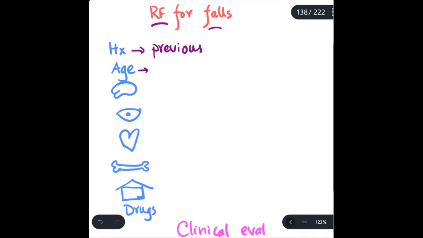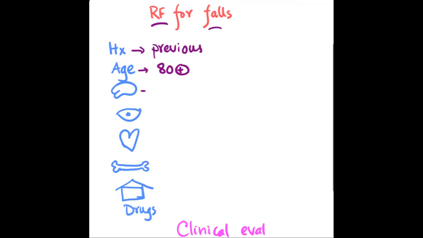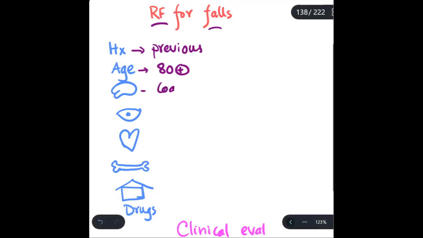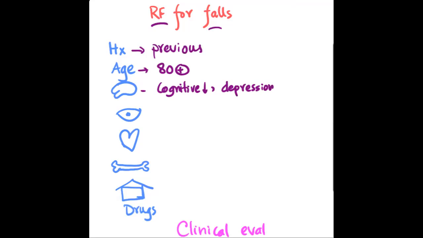then as the person ages, the risk of fall increases. So anyone over 80 has a high risk of fall. Then comes the nervous system function, starting with any cognitive impairment. If the person has a cognitive deficiency, cognitive impairment, such as dementia, that increases risk of fall. And same goes with depression. If the person has depression, that increases the risk of fall.